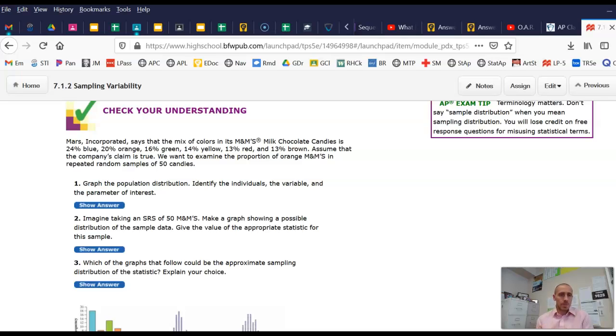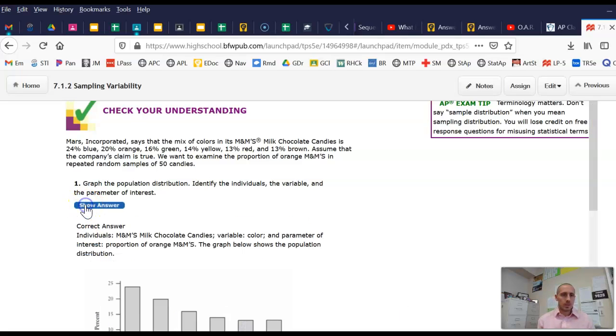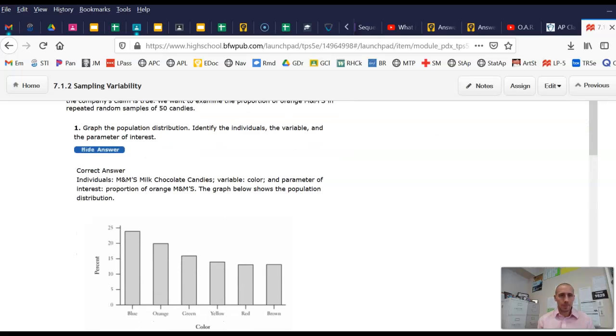So this would just be literally graphing the 6 different colors, which you can see here. It's a categorical variable, hence the bar graph.